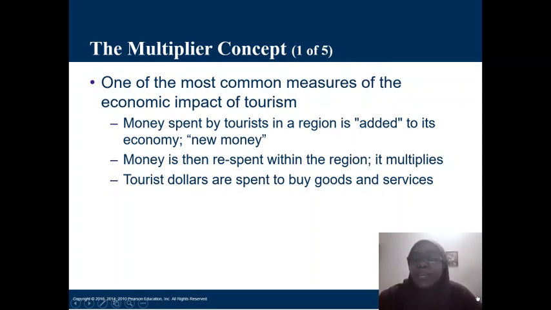Money is then respent within the region again, and it multiplies. That's the concept of the multiplier. So tourist dollars are spent to buy goods and services. When you bring your money to a particular destination, you use it to buy goods, food, and other items, maybe souvenirs that you want to take back home. You pay for accommodation, all sorts of things.